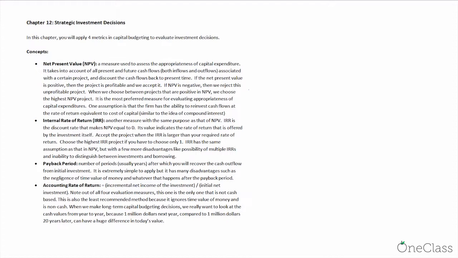When we make long-term capital budgeting decisions, we really want to look at the cash values from year to year, because $1 million given to you next year compared to $1 million given to you 20 years later can have a huge difference in value as of today's value. And that's why we want to look at cash flow and we want to be able to discount them. That's why the net present value and internal rate of return are the 2 most preferred methods in capital budgeting.